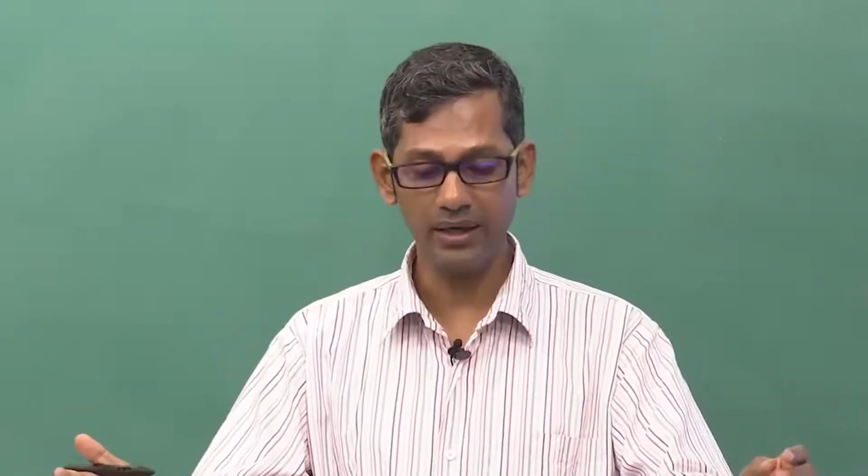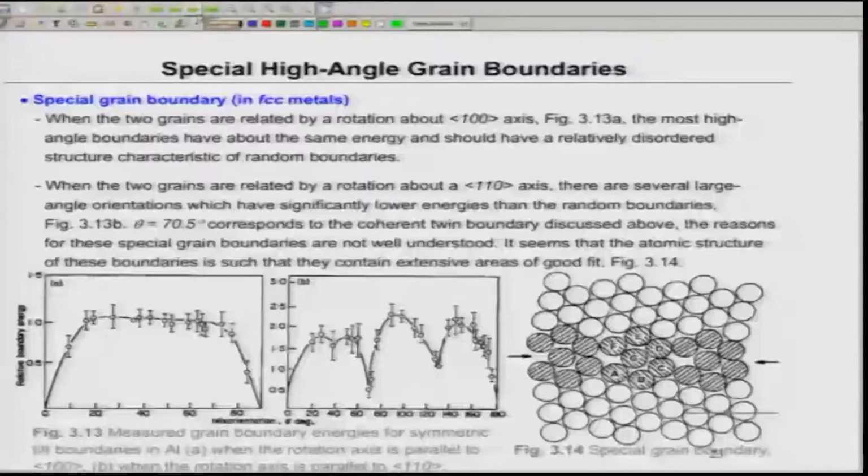There are several large angle grain boundary orientations which can have lower energy, like one which is shown as 70.0 degrees. Okay, 70.0 degrees is a specific case. This corresponds to a coherent twin boundary. We know that in FCC crystals, the twins, if they are related by 1 1 0, the angle becomes actually 70.5 degrees. The reason for these boundaries is not yet understood.